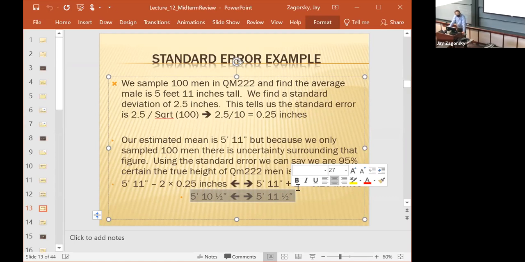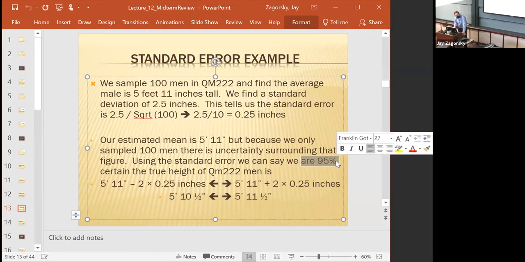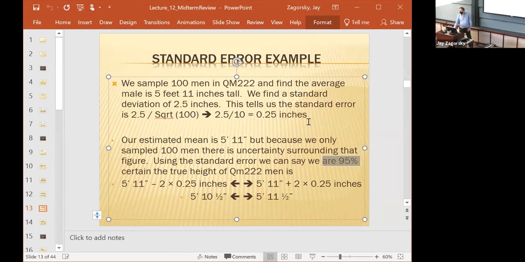Why did you subtract and add 2? We're subtracting and adding 2 because we want to be 95% sure. If we want to be 68%, we'd add and subtract 1. If we want to be 99.7%, we add and subtract 3. So the more likely you want to be right, the wider the range. The less likely you want to be right, the smaller the range.